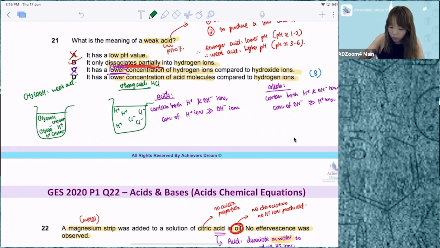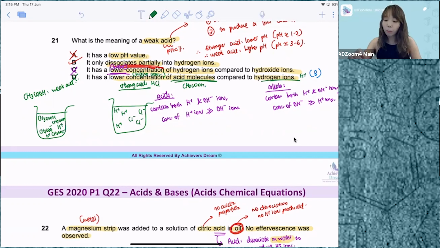So option D is wrong because there should be a higher concentration of your acid molecules as compared to hydrogen ions. This one is linked to the partial dissociation part. Okay, so the best answer would be option B.